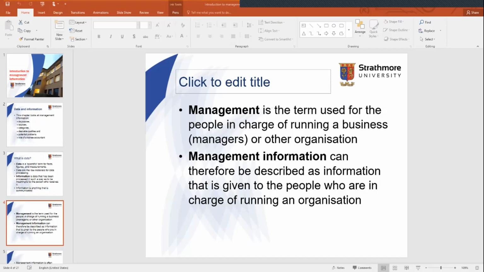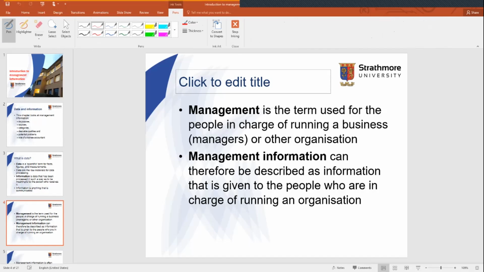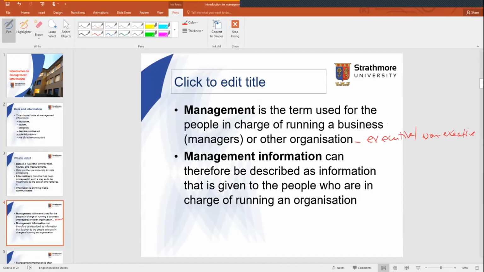So manager is a term used for the people in charge of running a business or other organization. Conventionally, as mentioned, they include both the executive as well as the non-executive. So it could be both executive and non-executive.